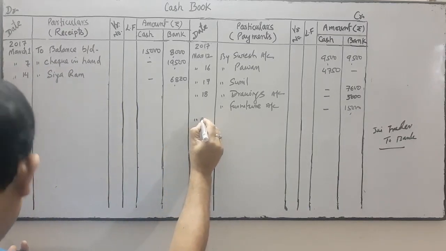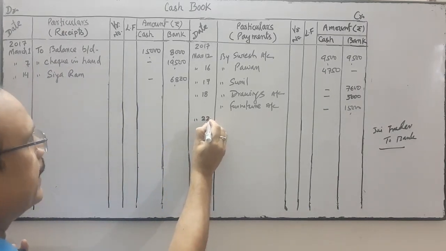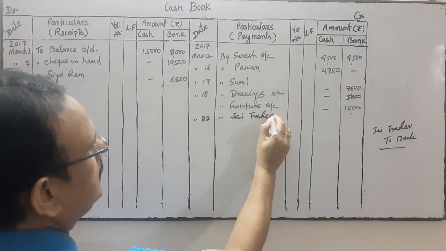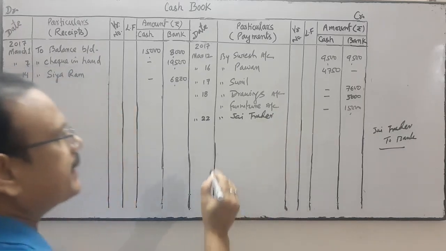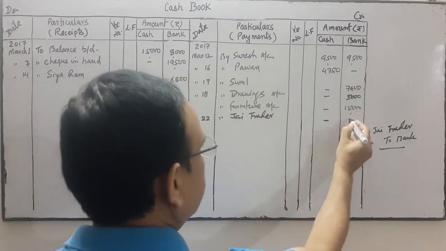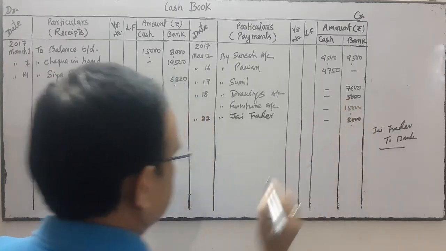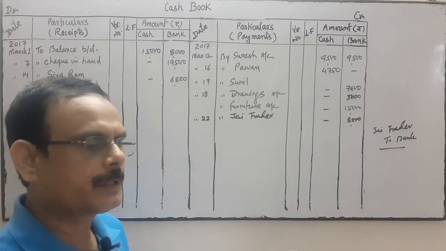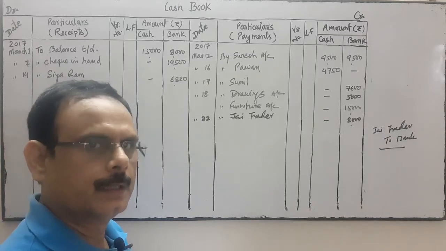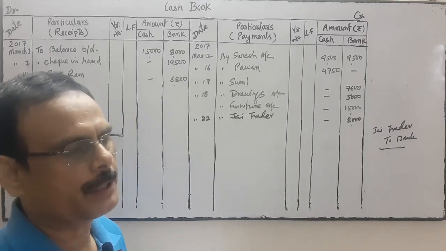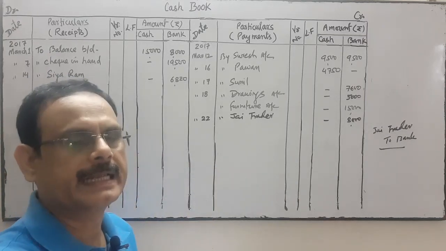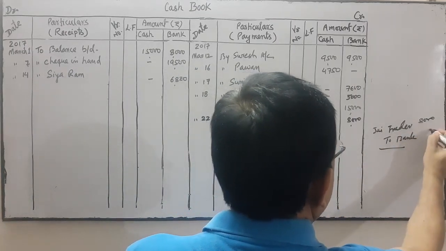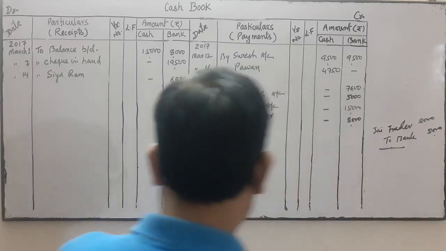So on 22nd, Jay Trader, it's an advance. We have given the advance to Jay Trader. How much amount have we given? 8,000. We'll record the 8,000. The 10,000 order amount will not be recorded. Whatever amount we have ordered will not be recorded. But if we have given any advance against that order, that will be recorded because it's a transaction. 8,000 will be recorded.